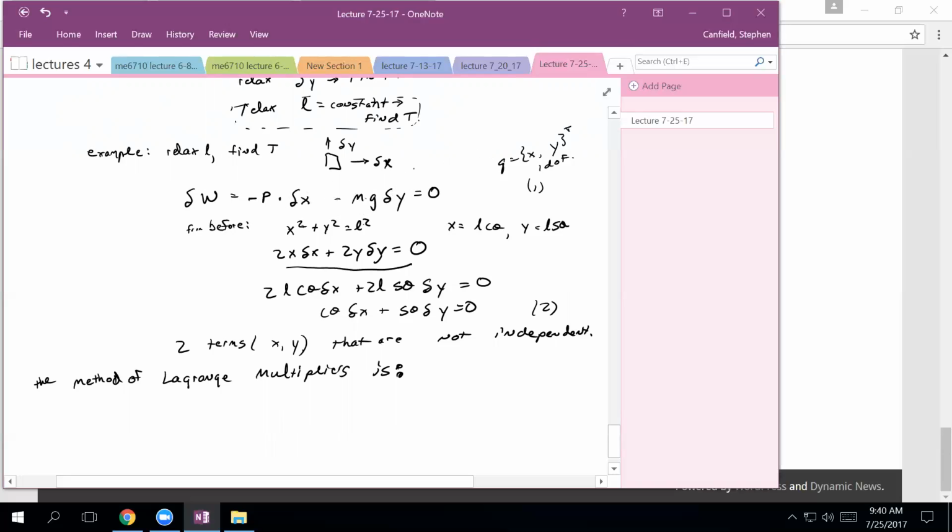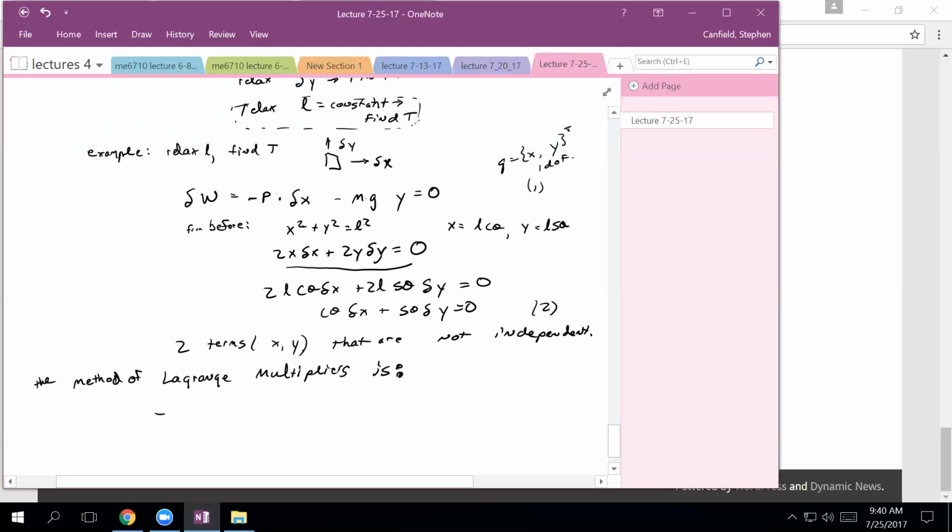Here's the idea of the method of Lagrange multipliers. Lagrange said this. He said, take this equation, my virtual work equation, add to it, look, these are not independent. But he said, add to it the constraint multiplied. In this case, I have 1 constraint. So add to it this 1 constraint multiplied by this term, Lagrange multiplier. All right, so let's take a moment and do what he just said. So he says, add to this virtual work equation my constraint multiplied by a Lagrange multiplier.